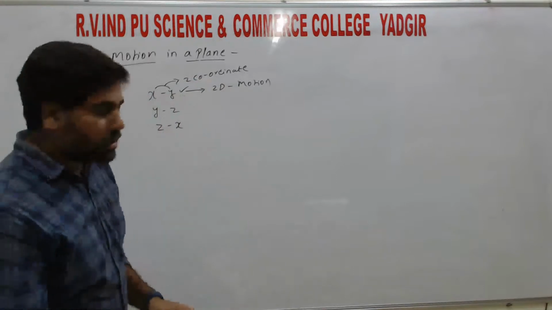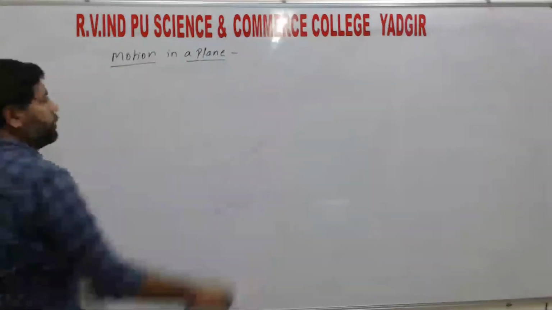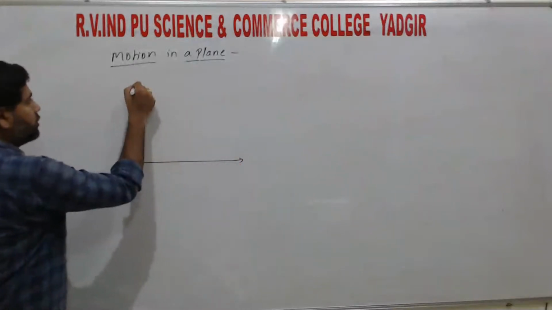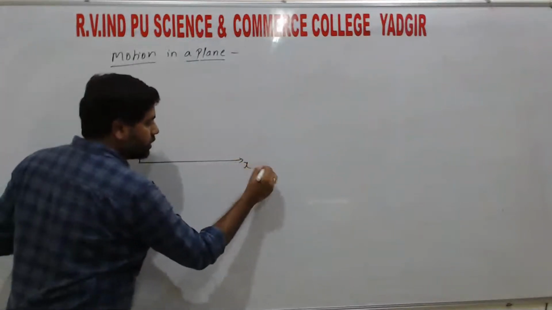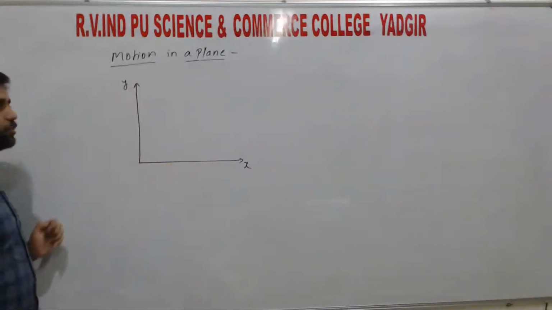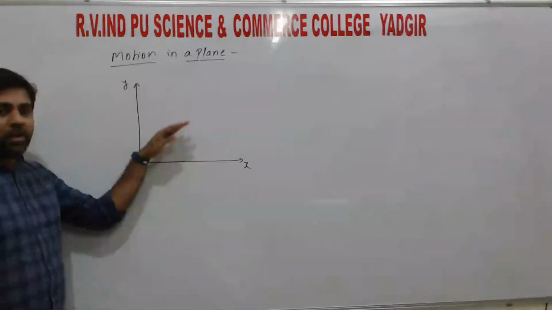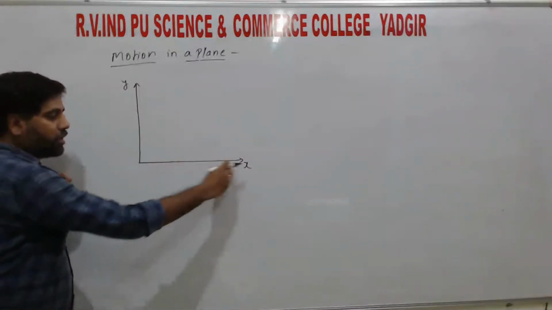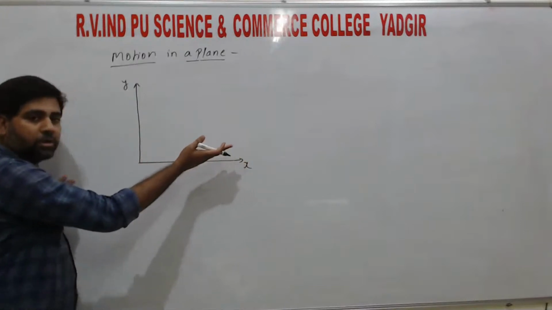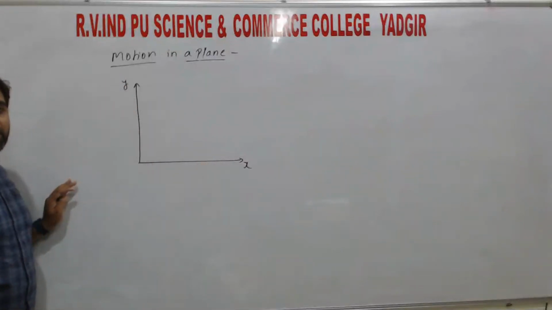So first starts with position. Take one coordinate system, that is xy. So y is along the y-axis and x is along the x-axis. These two represent the distance or displacement. Don't confuse this with the xt graph and vt graph, which are only along the x-axis with time. Here along the x-axis also we have the distance or displacement, and along the y-axis also we have the distance.